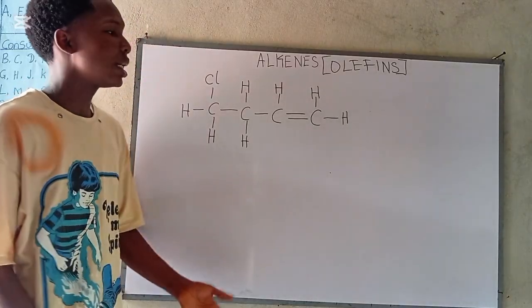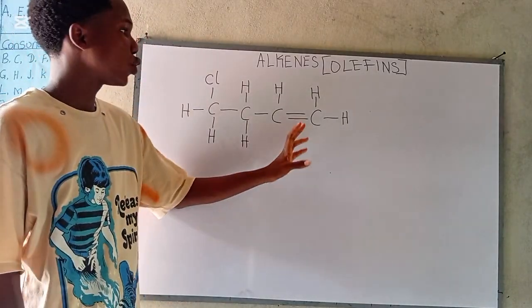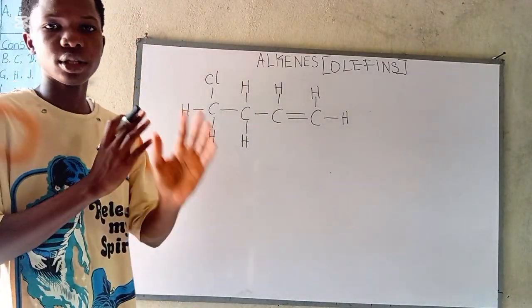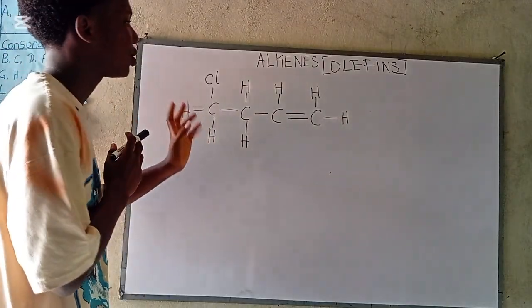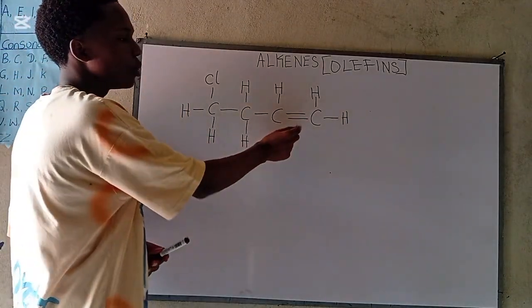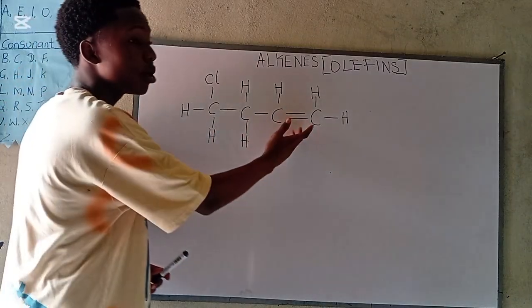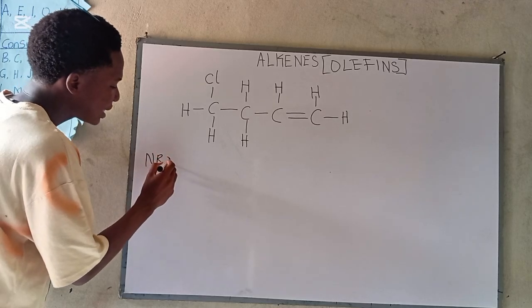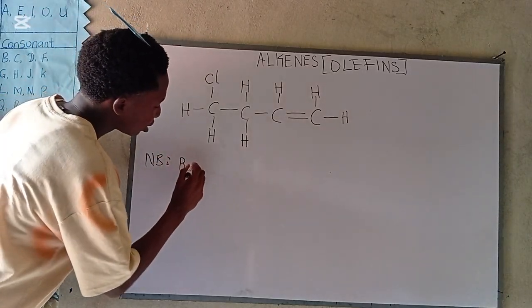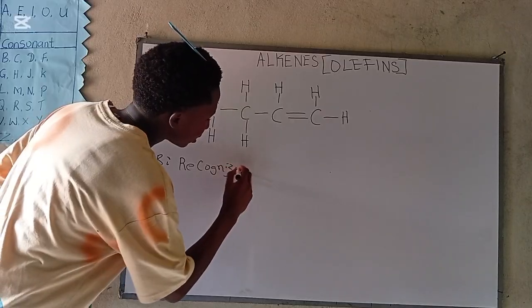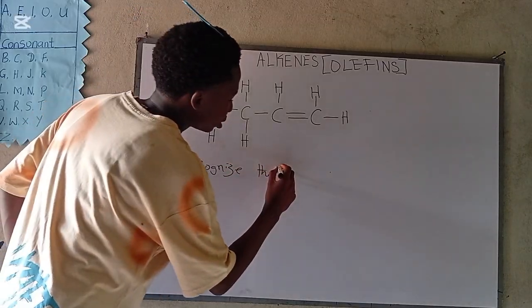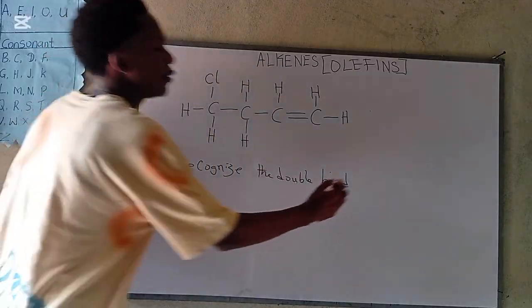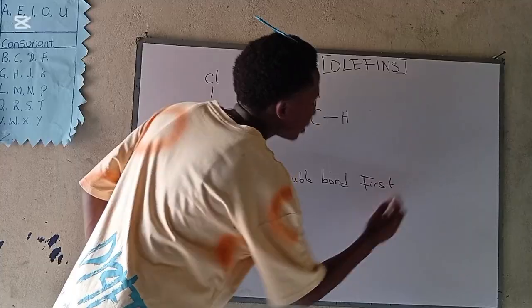Alright guys, now looking at the nomenclature of alkenes, there are things we have to note. Now in alkanes, we recognize the substituent first, but this guy is different. We don't recognize the substituent first. We first look at the double bond, the position of the double bond, because the double bond is our functional group here. Alright? So now there's a point I want you to note. As I said, we recognize the double bond first before any other thing.